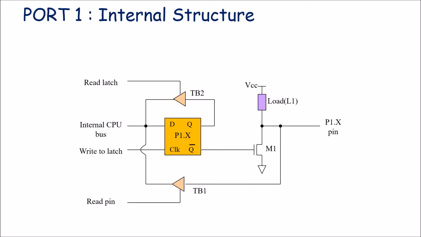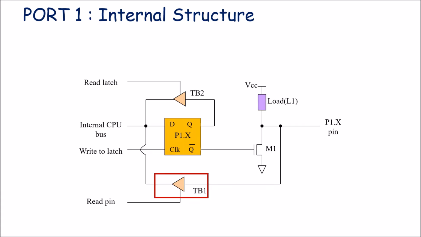The internal CPU bus of this particular terminal is connected to D latch or D flip-flop. The Q output of flip-flop is connected to tri-state buffer, and that is used to read data from this latch. The Q bar output of latch is connected to gate terminal of FET. Here FET is used as a switch, and that is denoted as M1. One load resistor is connected to VCC from this FET terminal.